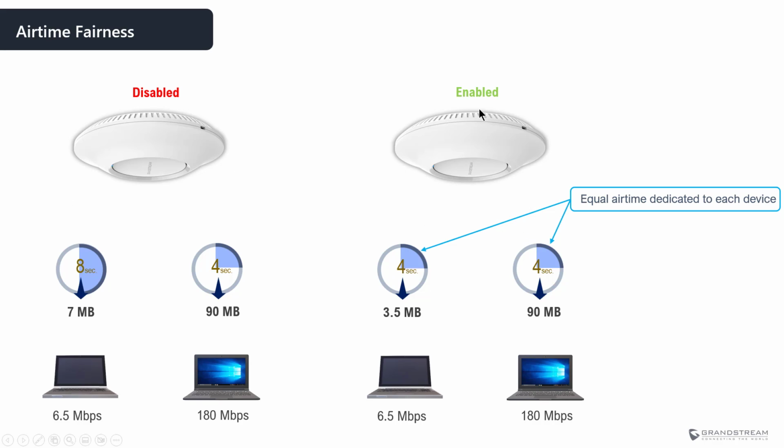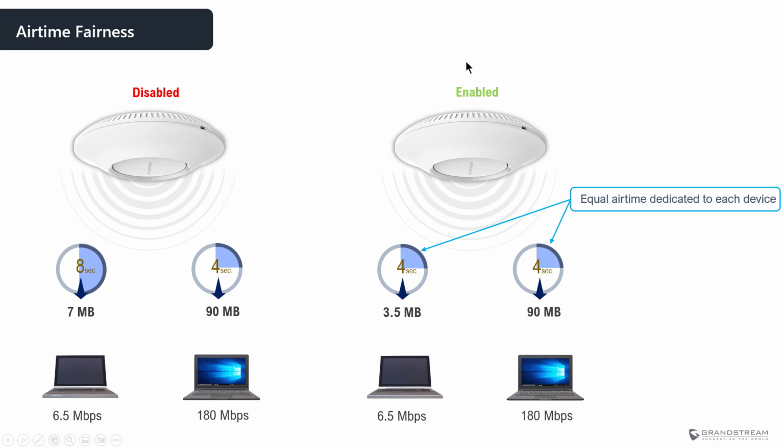And this causes the high-speed devices to become a little bit slower because they have to wait longer. When you enable airtime fairness on the access point, what happens is that the access points will allocate the same amount of time to all devices, whether they are high-speed devices or low-speed devices. And as you can see here, these are like 4 seconds here. These are only for illustration purposes. In reality, it is a matter of milliseconds that is allocated to each wireless device.